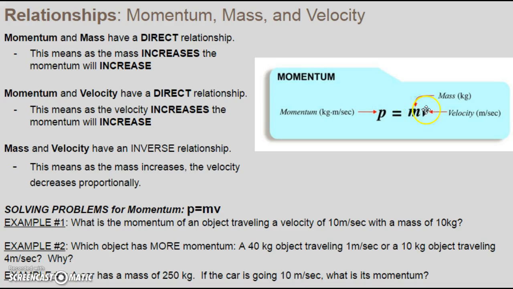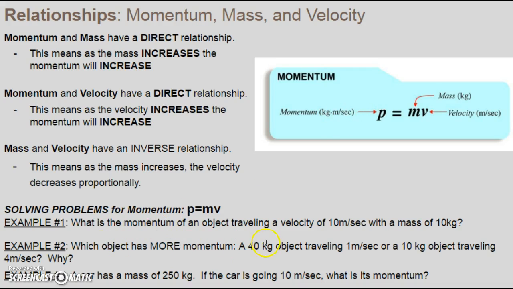Think of it this way. If I double the mass, to keep the same momentum, I have to have 1/2 the velocity, and this is an inverse relationship. So if I solve some real basic application problems, momentum equals mass times velocity. What is the momentum of an object traveling at 10 meters per second that has a mass of 10 kilograms? Well, 10 times 10 is 100 kilogram meters per second. That's my unit for momentum: kilogram times meters per second.